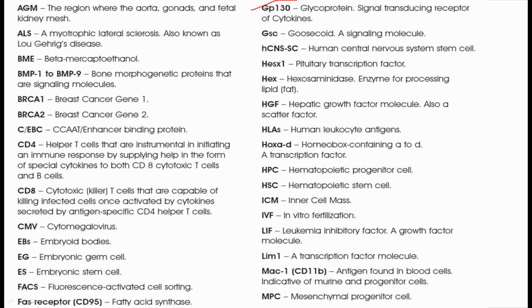GP130 is a glycoprotein signal transducing receptor of cytokines. GSC is goosecoid, a signaling molecule. Next one, hCNS-SC is the human central nervous system stem cell. HESX1 is pituitary transcription factor. HEX, that is hexosaminidase. This is an enzyme for processing lipid.